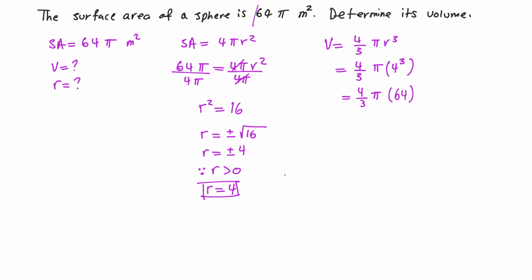So I'm just doing the inside of the brackets first. Now I know that I have 64 multiplied by 4 divided by 3. And if I write that as a fraction, my answer as an exact solution would become 256 over 3 pi. And my unit is meters cubed.